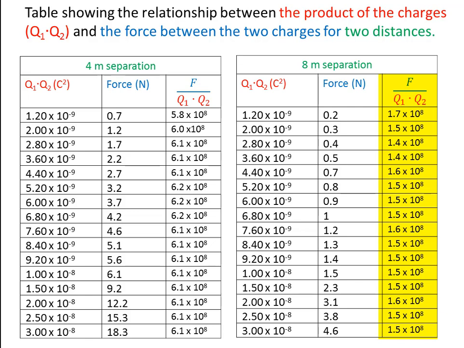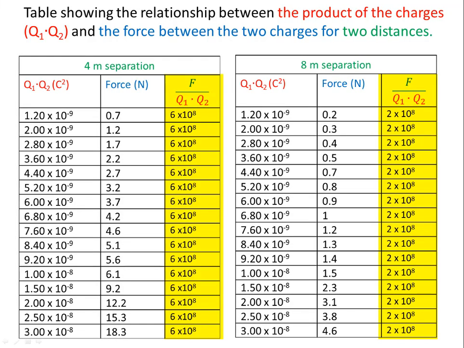divided by Q1 over Q2 always ends up lower than what it did for 4 meter separation. However, if you compare the numbers with one another, again, they would all round off to the same value of 2 times 10 to the power 8. So if we ignore experimental error, we will realize that within each table, F divided by Q1 over Q2 gives a constant value. It's not the same constant for the two tables, but it's the same constant within each table.